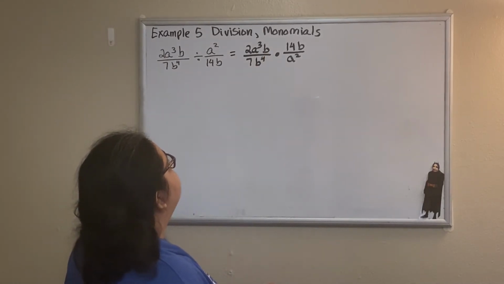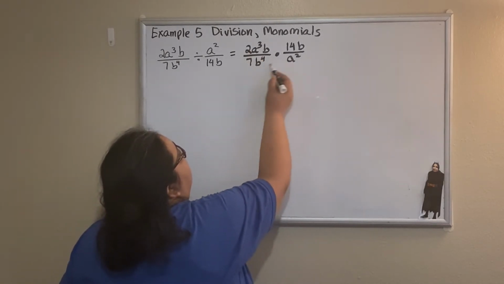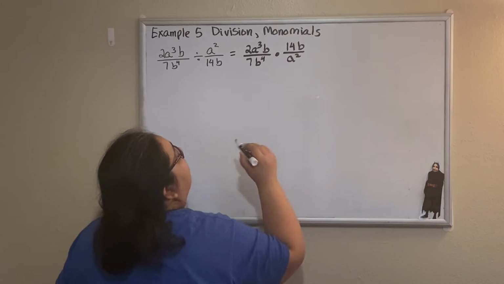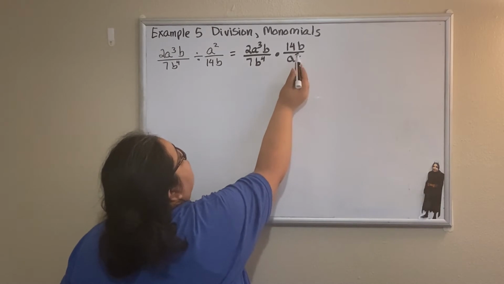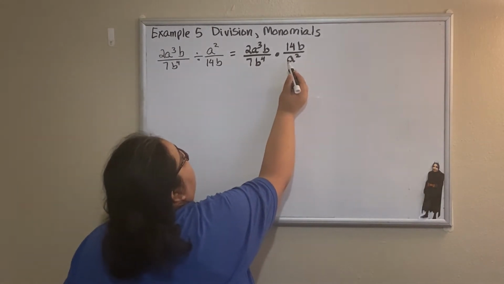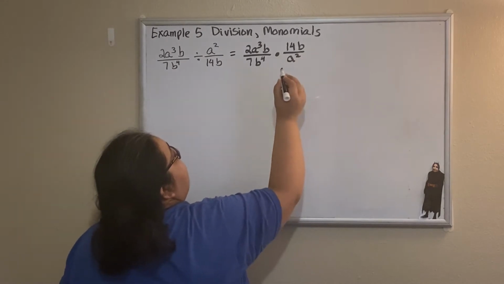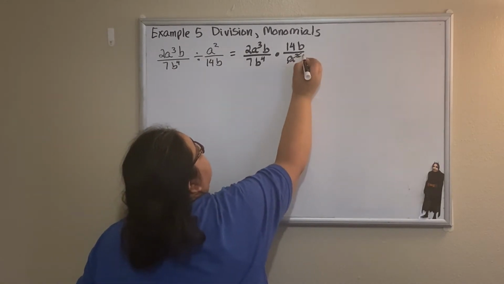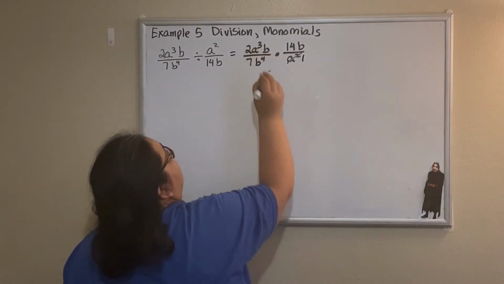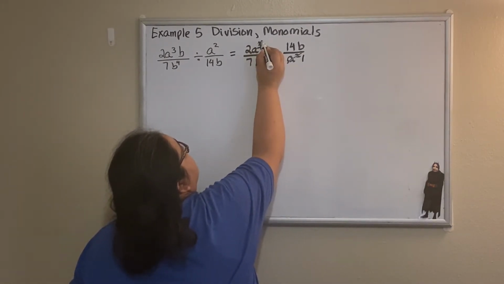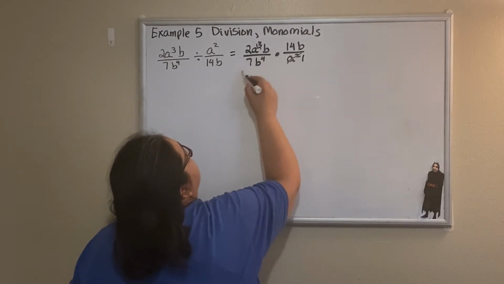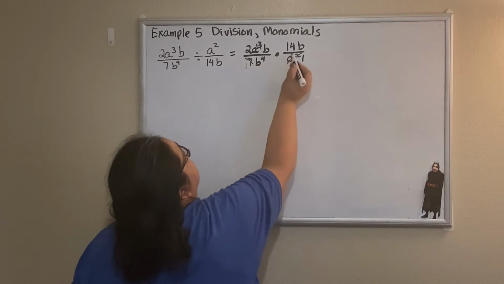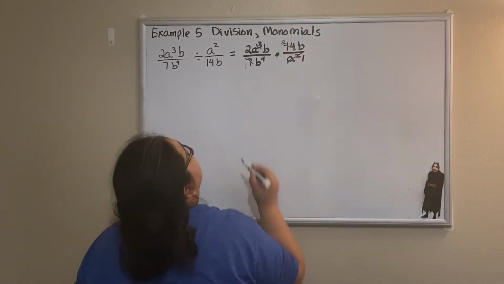Now, I've got 2 in the numerator, but there is no even number in the denominator, so it does not reduce. But I have an a to the third in the numerator and an a squared in the denominator. So the smaller a to the second is going to reduce completely and leave me with 1. Now, a to the third, that's going to reduce by 2 of them, so we're going to be left with a to the first power. Now, for 14 and 7, they both reduce by 7. So this is going to reduce and become 1, and this is going to become 2.